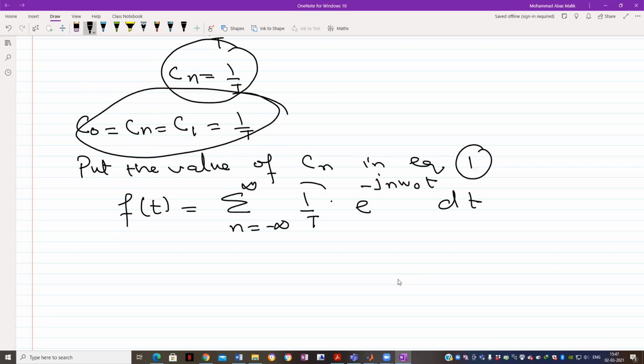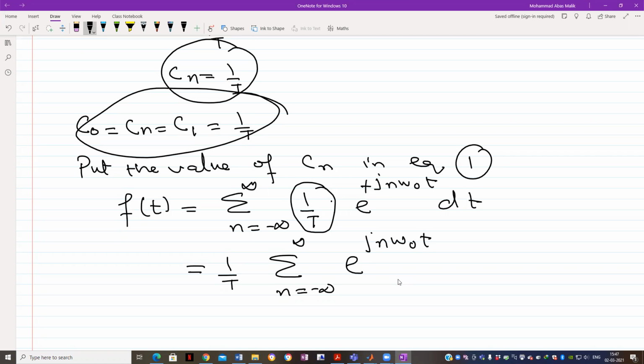So 1 by T is independent of n. Okay, okay, this is plus. So this is 1 by T, summation of n from minus infinity to infinity, e raised to the power j n omega naught t. And dt is not here. I have written dt, so I will erase this dt.